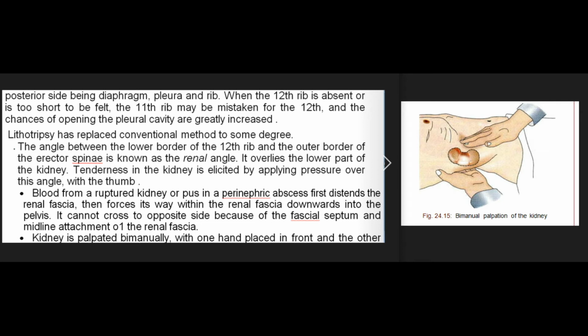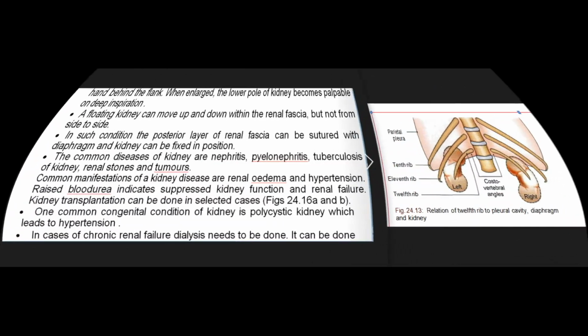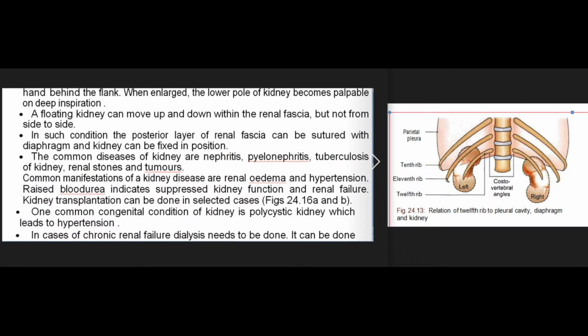Kidney is palpated bimanually, with one hand placed in front and the other hand behind the flank. When enlarged, the lower pole of kidney becomes palpable on deep inspiration. A floating kidney can move up and down within the renal fascia, but not from side to side. In such condition the posterior layer of renal fascia can be sutured with diaphragm and kidney can be fixed in position.